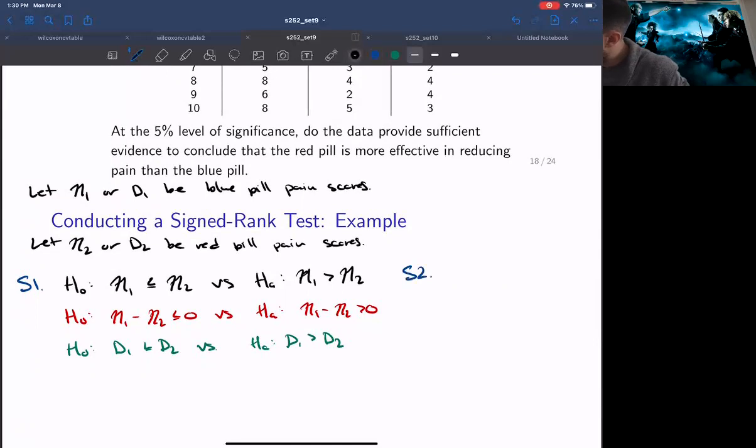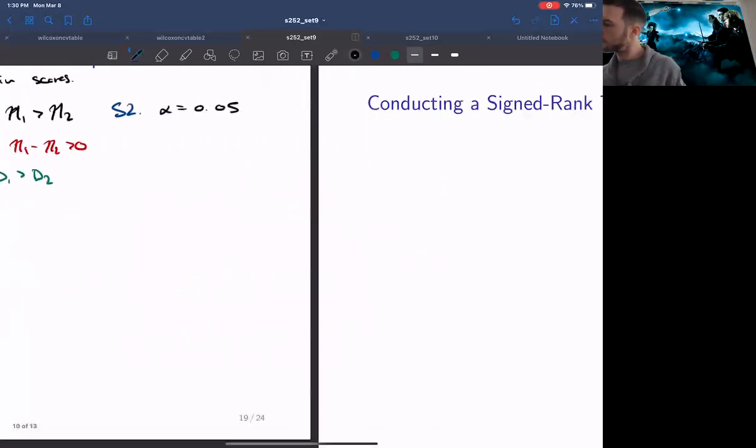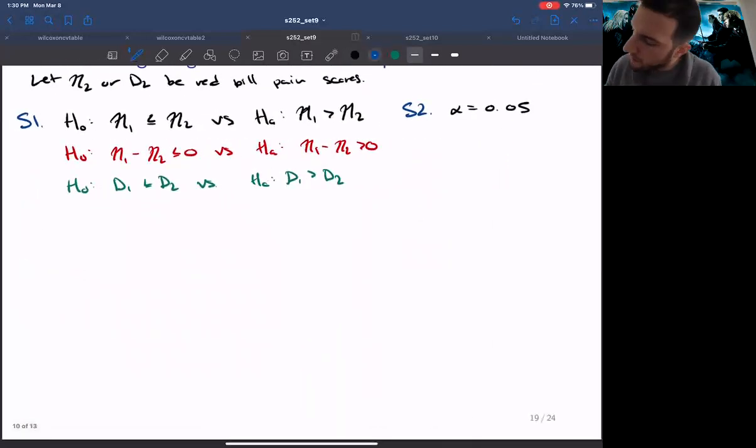Then on step two, we have our significance level. Now on step three, we need to construct our summed rank test statistic. What we're going to do here is exactly what we did in the pygmy sunfish example that we talked about on Friday, I believe. So we're going to set up a table that allows us to calculate the differences with respect to the hypothesized median, which in this case is going to be zero.